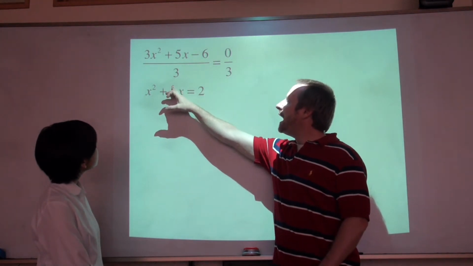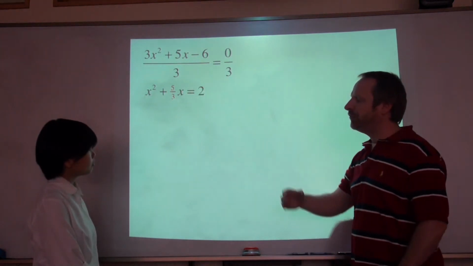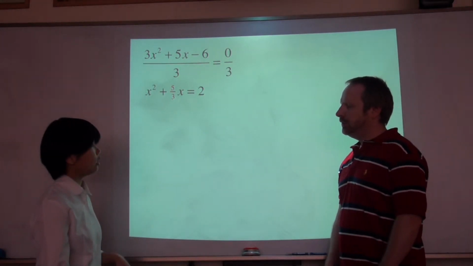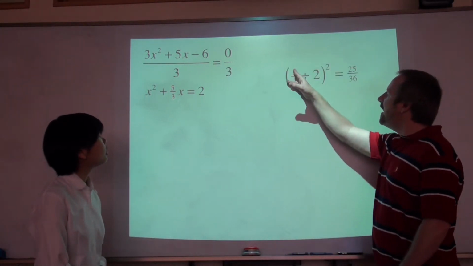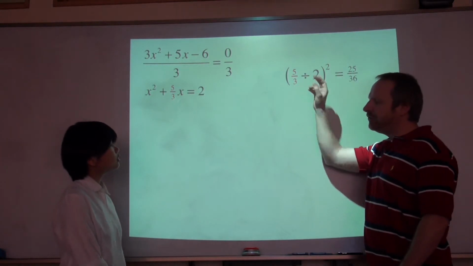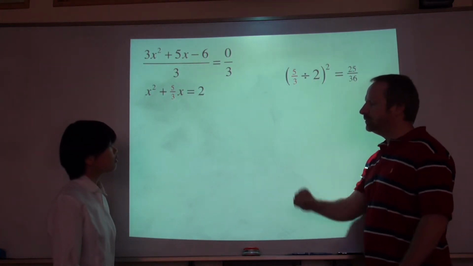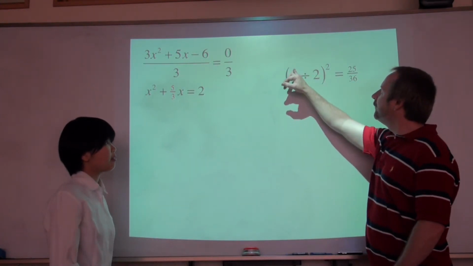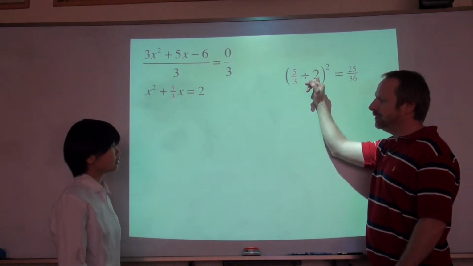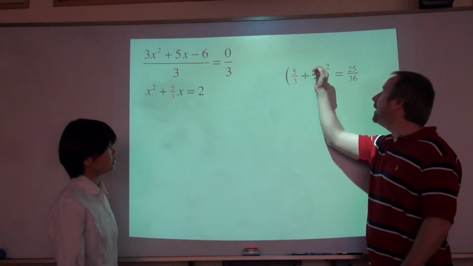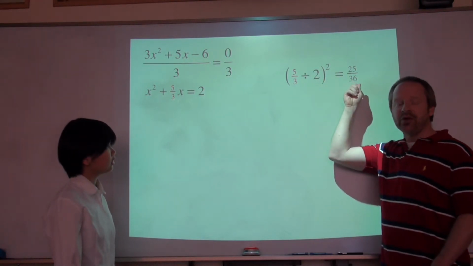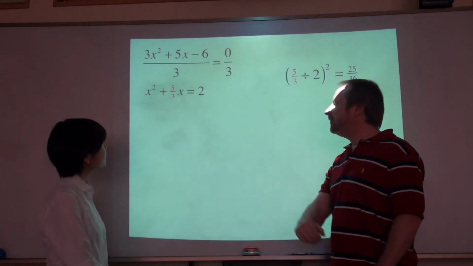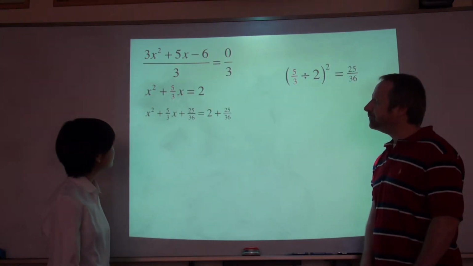Taking the 5/3, how do we figure out what we're going to add to both sides? Divided by 2 and then square. Very good. So just remember, 5/3 divided by 2. Dividing by 2, how do we divide by 2? To simplify. Very good. So multiply by a half. So 5/3 times a half is 5/6. Square that. That's where the 25/36 comes from. And so simply add 25/36 to both sides.